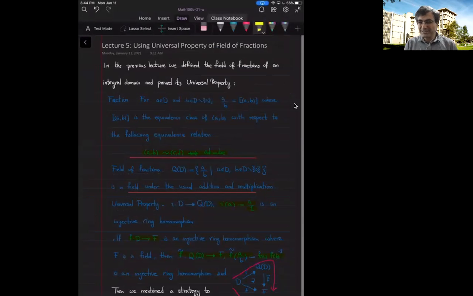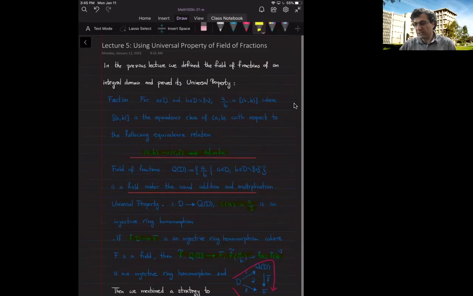Hello. In the previous lecture, we defined the field of fractions of an integral domain, and we also proved its universal property. Let me quickly recall that for two elements, a and b, of an integral domain capital D, as long as b is non-zero, we defined the fraction a over b to be the equivalence class of the pair (a, b), where the equivalence relation is defined as follows: (a, b) is in the same equivalence class as (c, d) if a times d is the same as b times c.